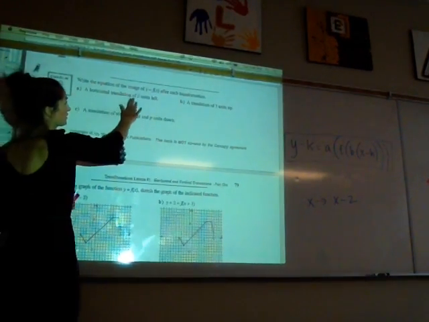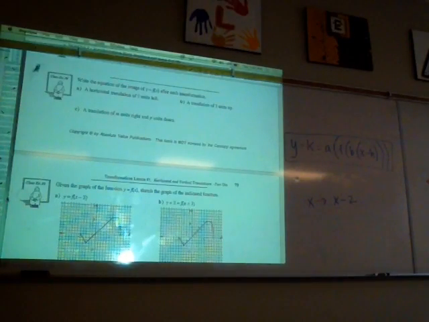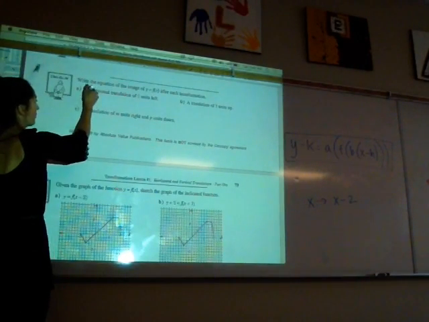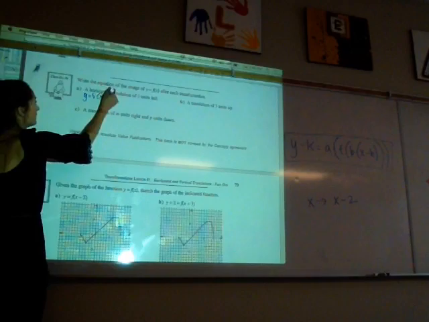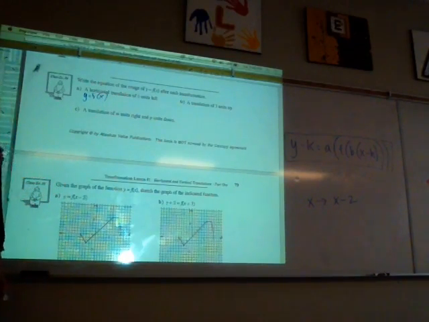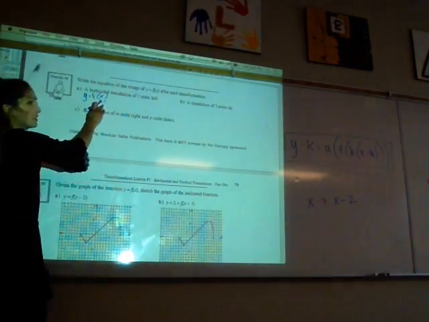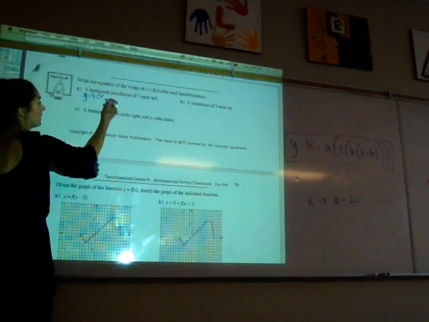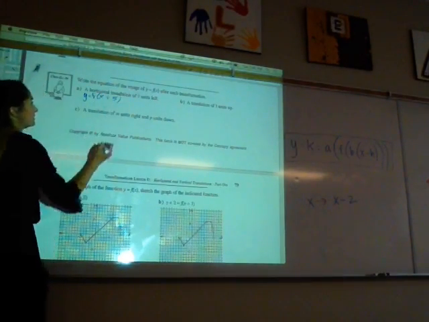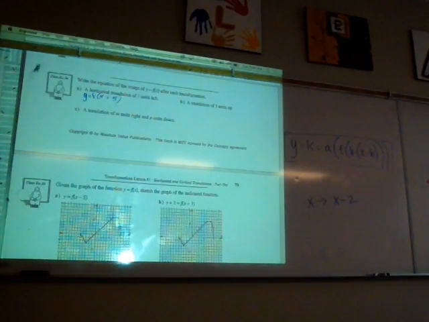First one, a horizontal translation of 5 units left. So we're starting with y equals f of x. If we're moving 5 units left, you're changing the x, so you have x plus 5. So y equals f of x plus 5.